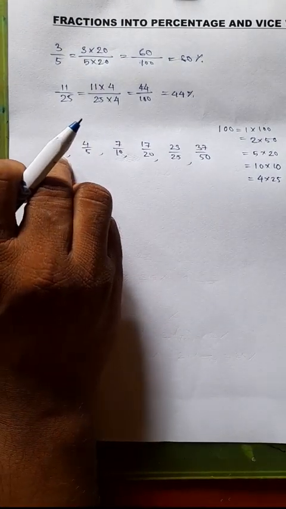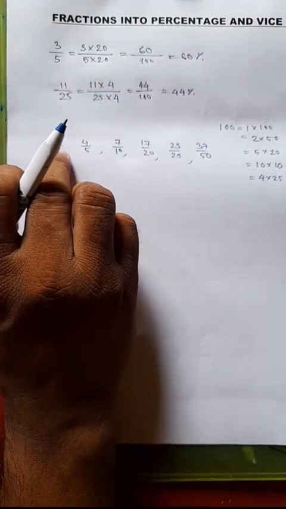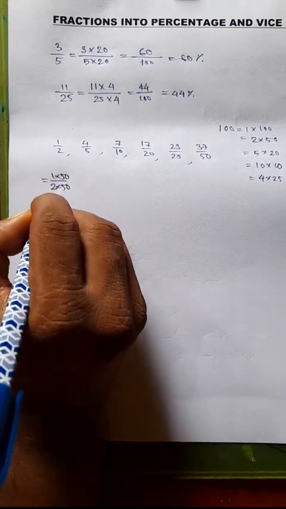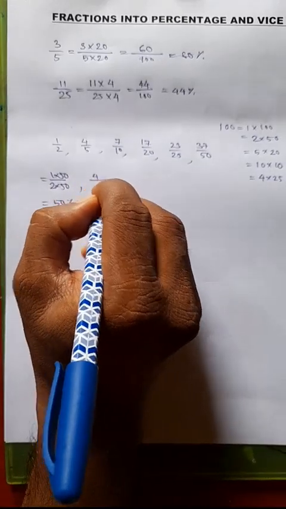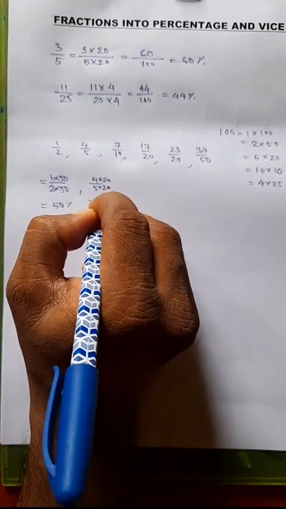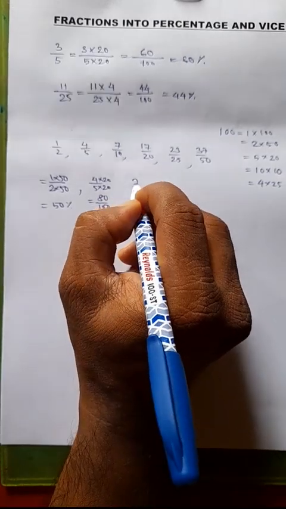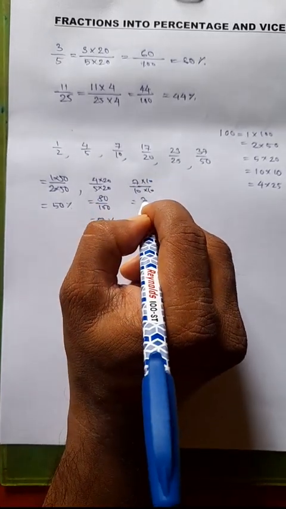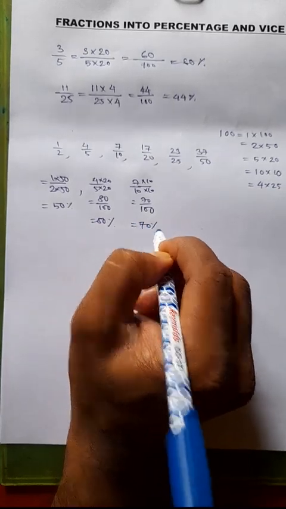this 2 is a direct factor of 100. 2 into 50, 1 into 50. So you got it 50%. Similarly, 4 by 5, 4 20s are equal to 80 by 100. That means it is 80%. 7 by 10, 10 tens are 100, 7 tens are 70 by 100. That means it is 70%.